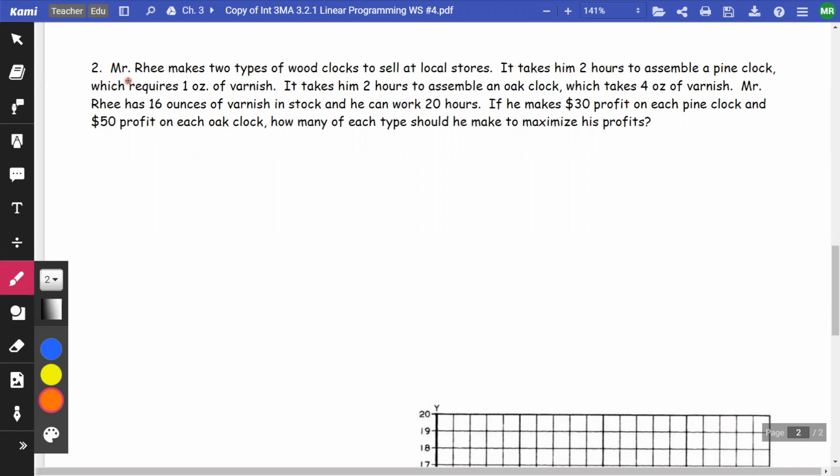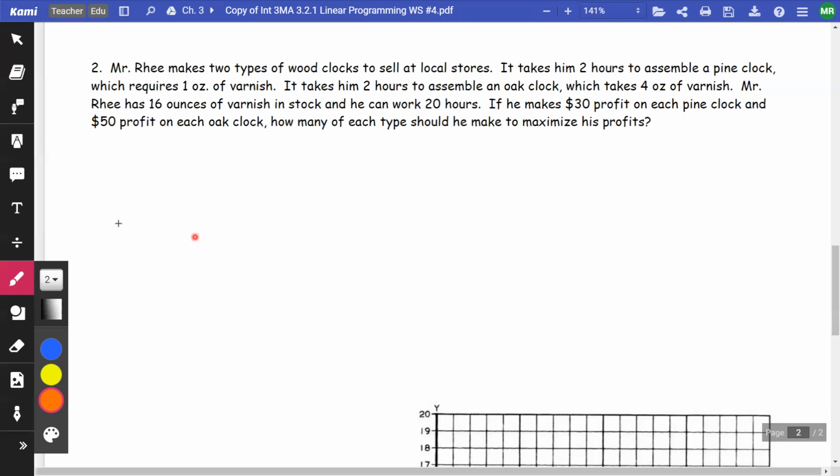Okay, so Mr. Ree makes two types of wood clocks to sell at local stores. It takes him 2 hours to assemble a pine clock, which requires 1 ounce of varnish. It takes him 2 hours to assemble an oak clock, which takes 4 ounces of varnish. Mr. Ree has 16 ounces of varnish in stock, and he can work 20 hours. If he makes $30 profit on each pine clock and $50 profit on each oak clock, how many of each type should he make to maximize his profits?